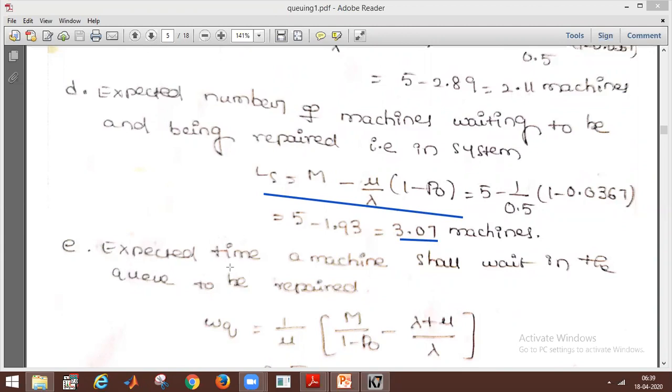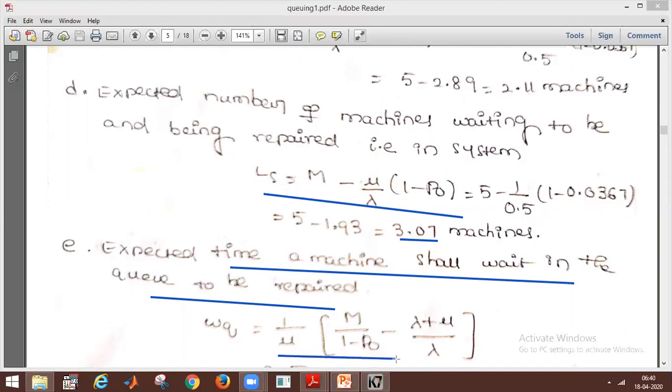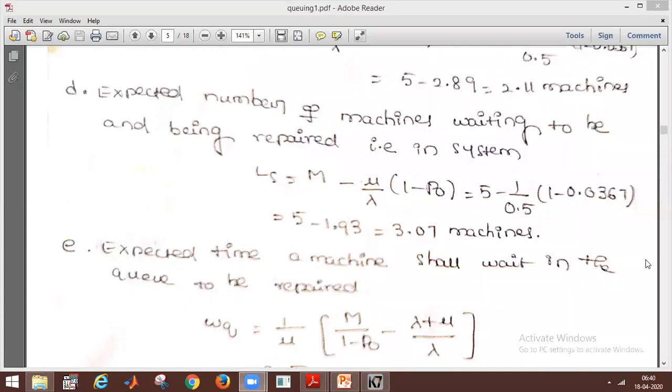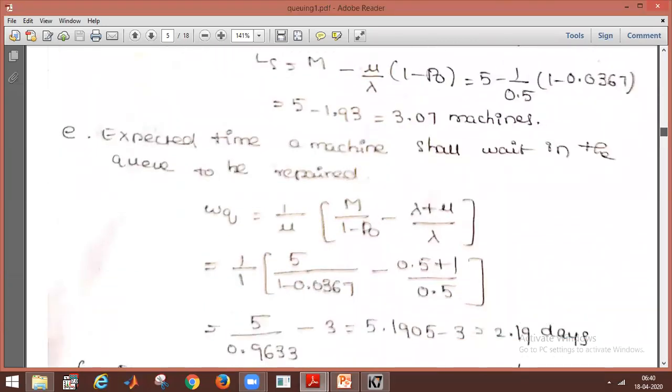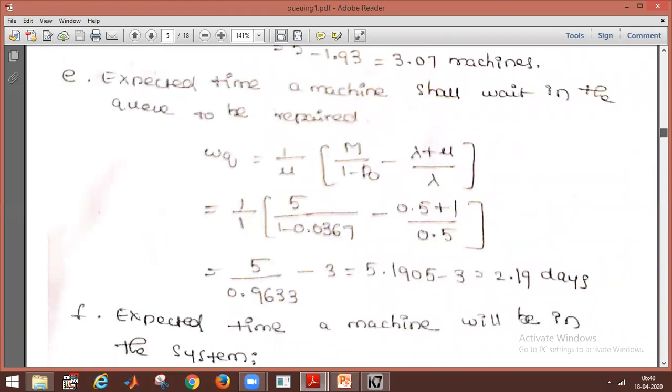So this is the expected time a machine will wait in queue before being repaired. Wait in queue means we have to use the formula 1 by mu into (m by (1 minus P naught) times lambda) minus (lambda plus mu) by lambda. Both values will be calculated and substituted. We will get the resultant 2.19 days.